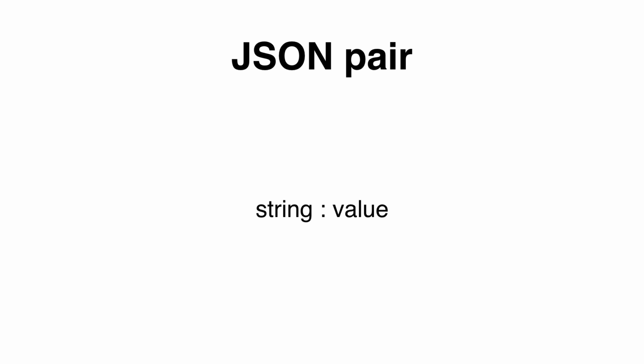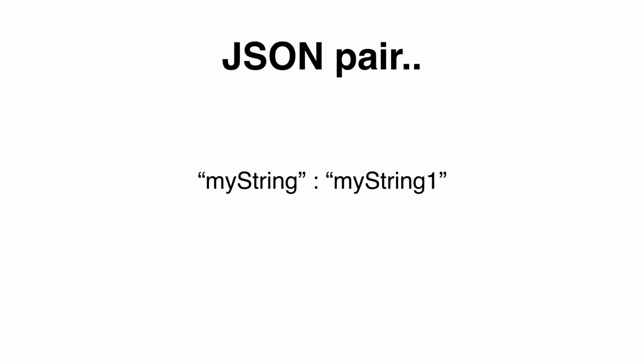A pair consists of a string and a value, separated by a colon. Here is an example of a pair called myString with a string value of myString1. This is an example of a pair called myNumber with a number value of 1.